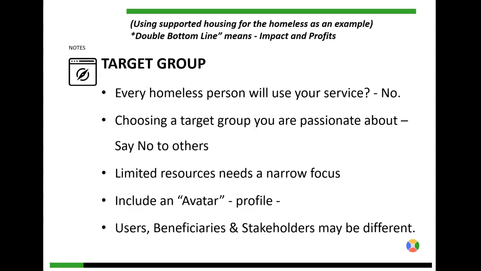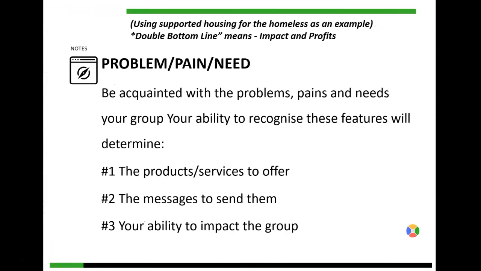The first one we talked about was target group. Now the second one, we want to look at how do we get information around the problems or pain or needs that we're solving. The point is, when you are acquainted with the problems, pain, or needs of the group that you're trying to help, your ability to recognize these features will then determine the type of products or services to offer. Sometimes people are thinking, I don't know what service to offer. Maybe you're not as acquainted with the people you're trying to help as you should.